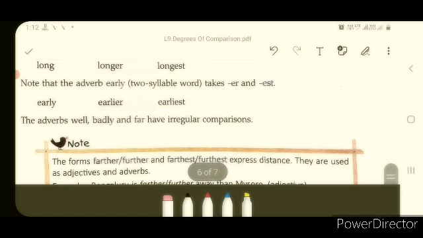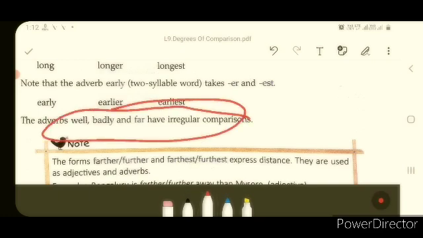Go through. So one thing you are asked to notice that the adverb early, right? Two syllable word takes er and est. Early, earlier. Y is dropped, I is added, er is added. Earlier and earliest. Okay. The adverbs well, badly, and far have irregular comparison. Okay. No regular comparison for these words.